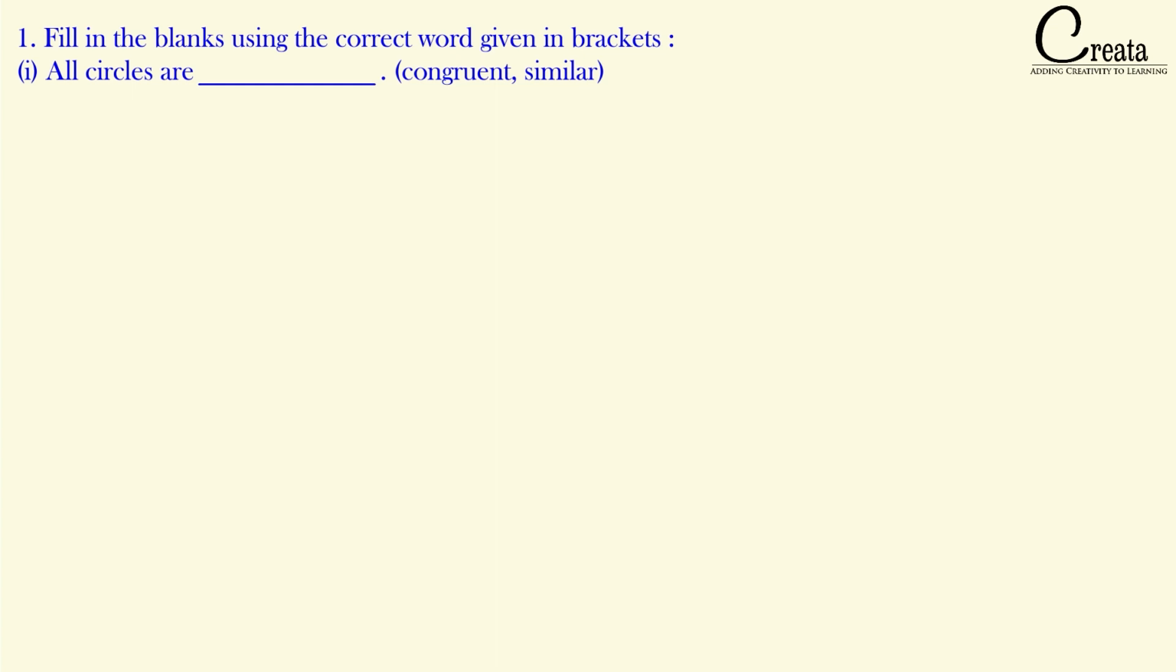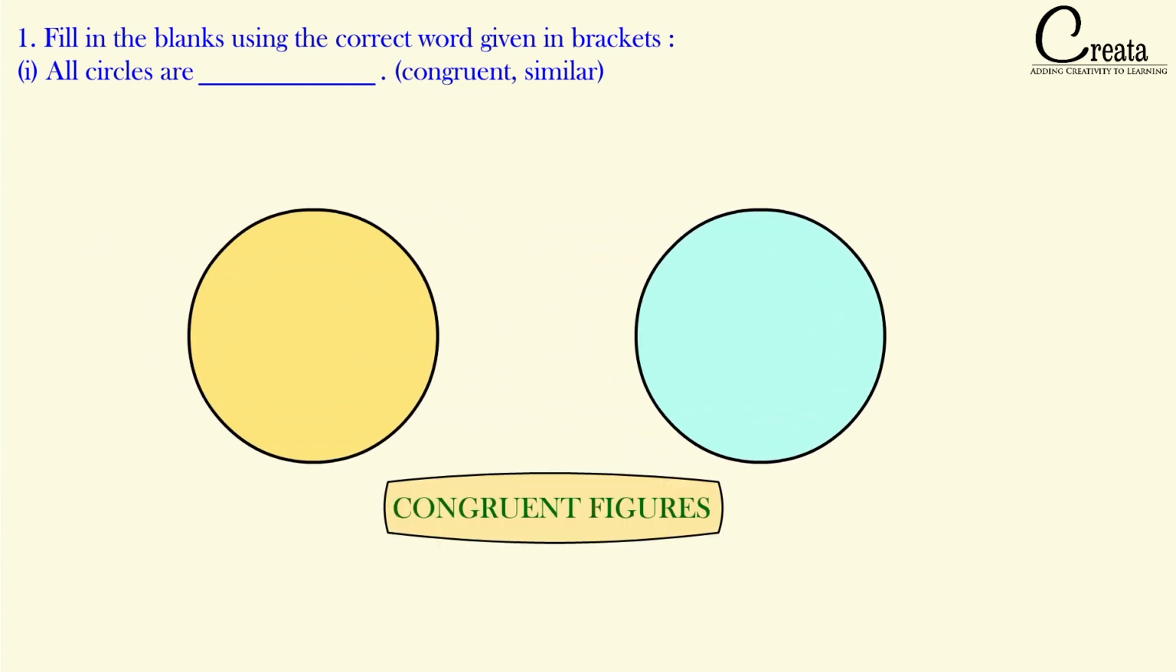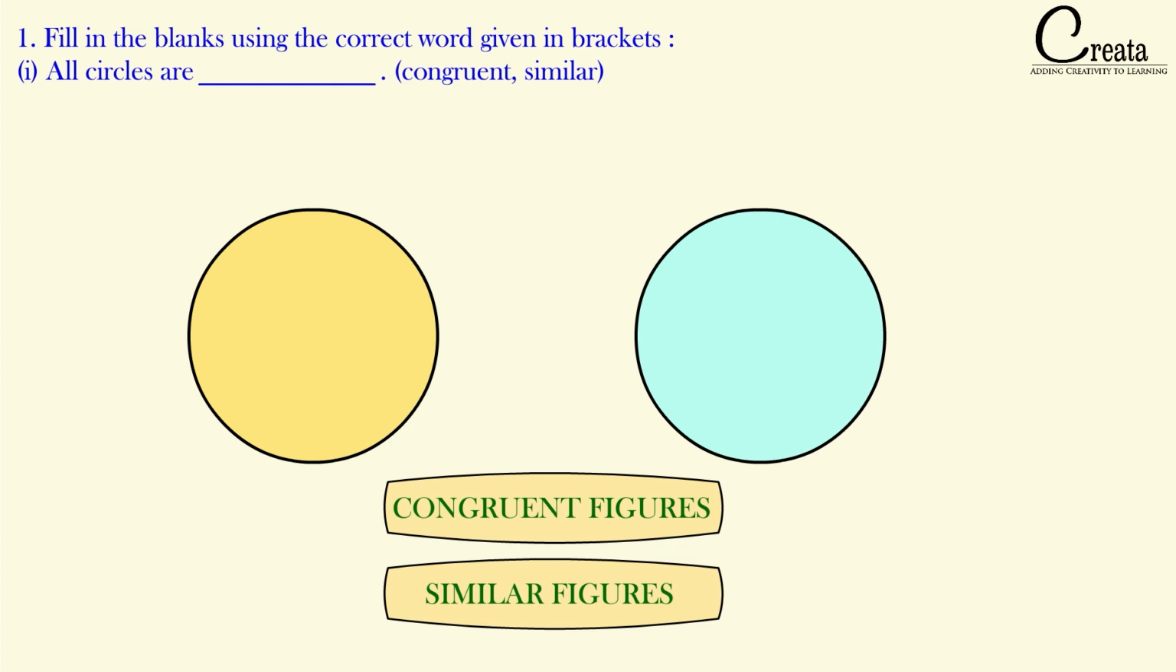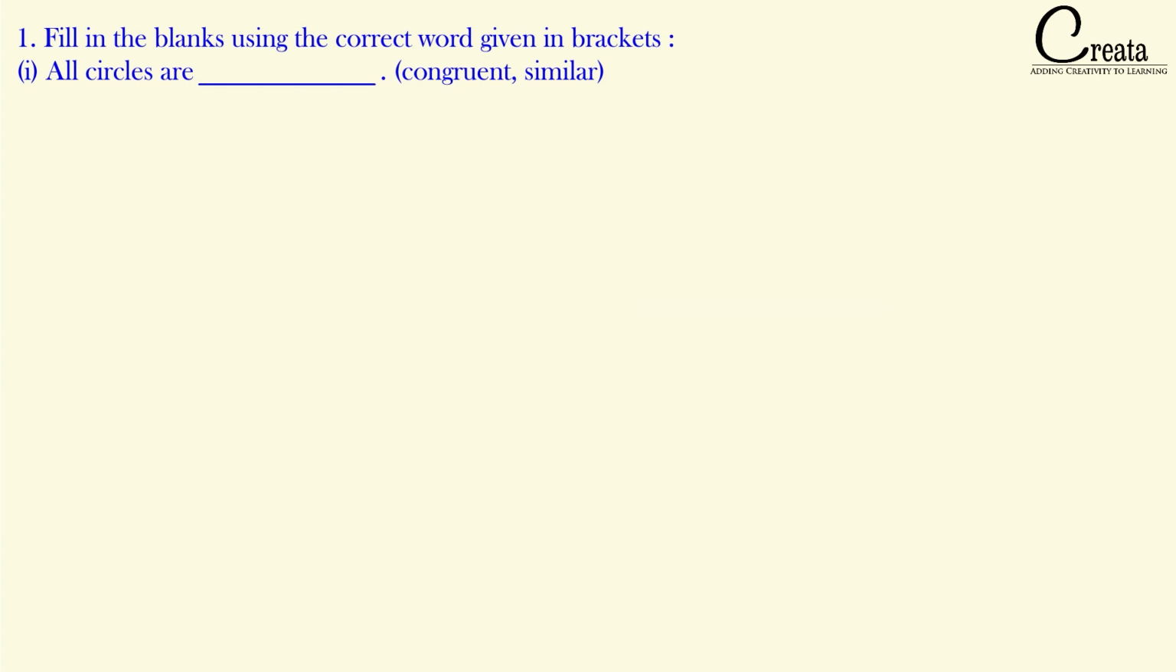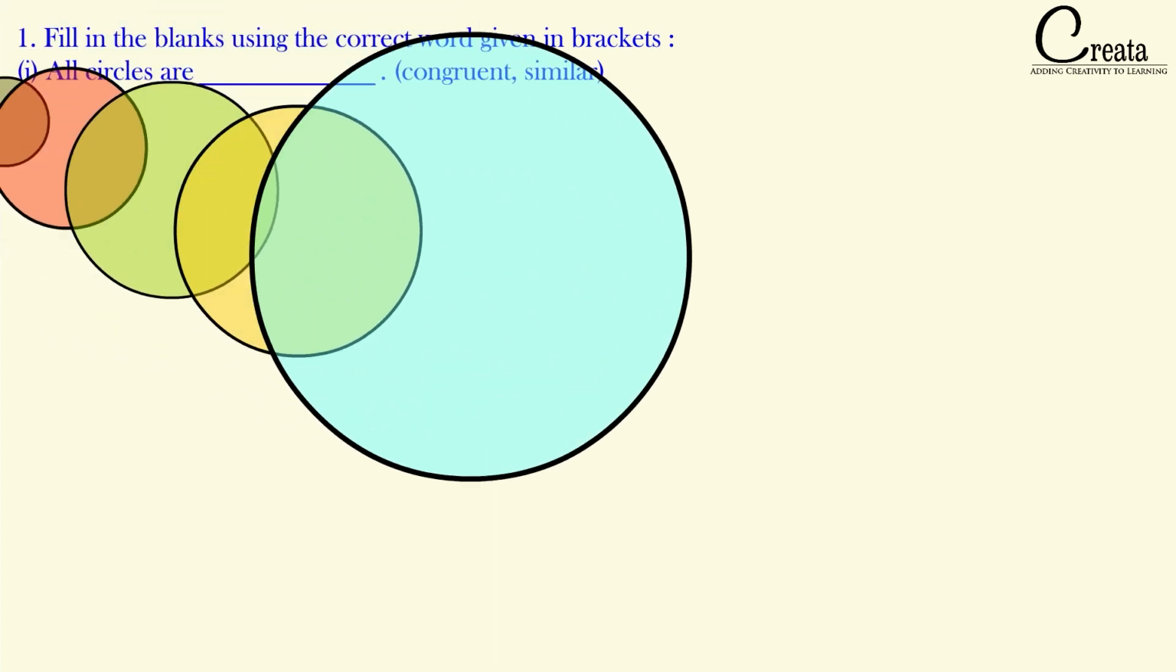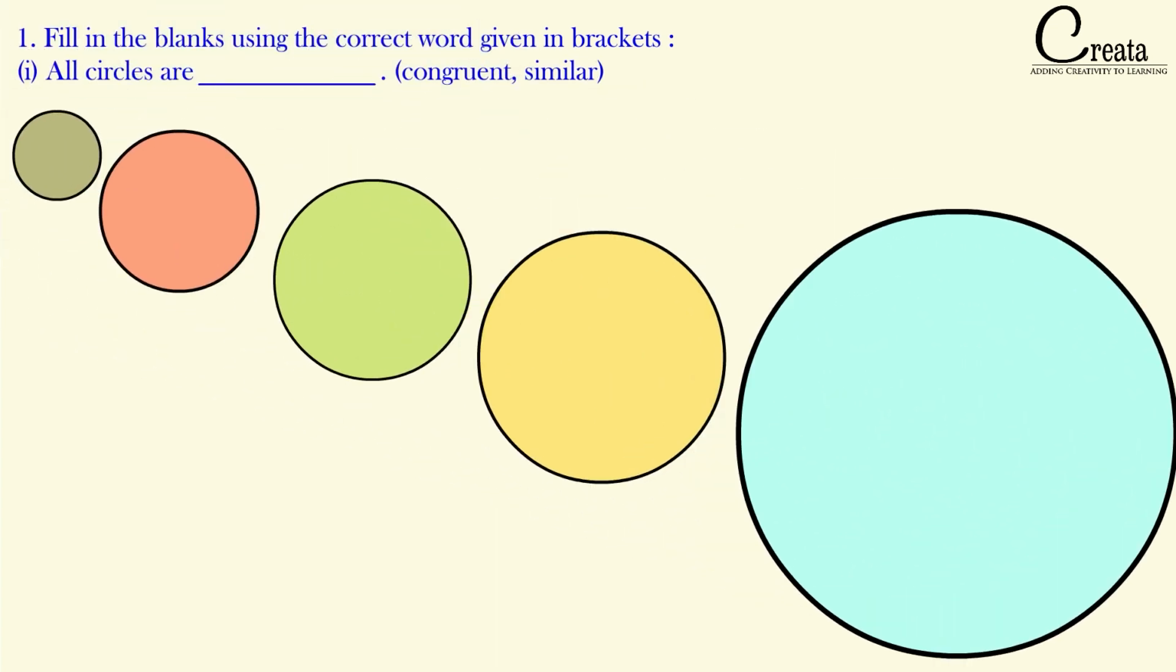So the question is whether all circles are congruent or all circles are similar. Suppose we take two circles of the same size, then we can say these two circles are congruent as well as similar. But the question is asking about all the circles. If we take multiple circles of different sizes, are all these circles congruent or similar? Here all these circles are not congruent.